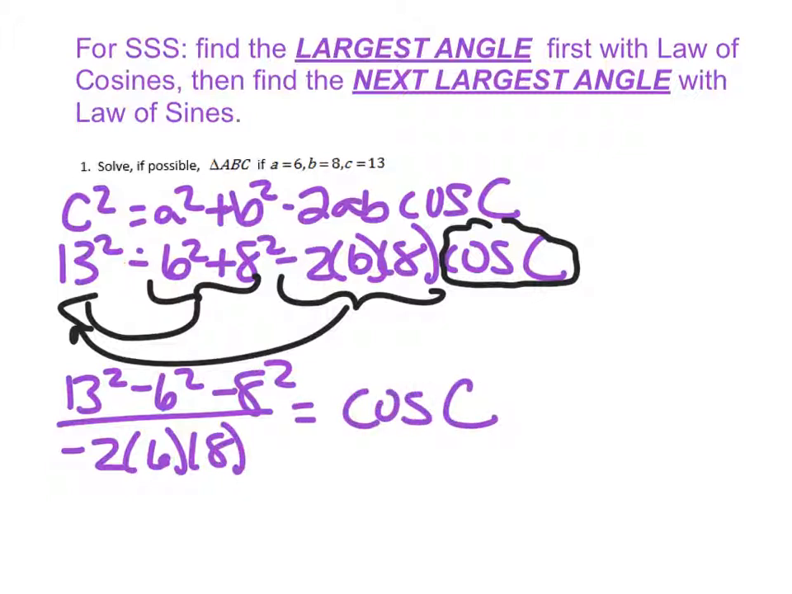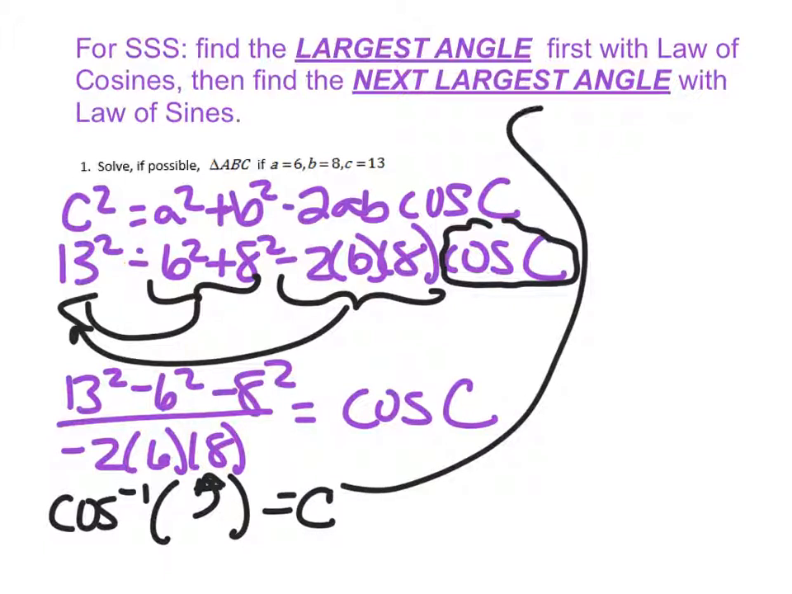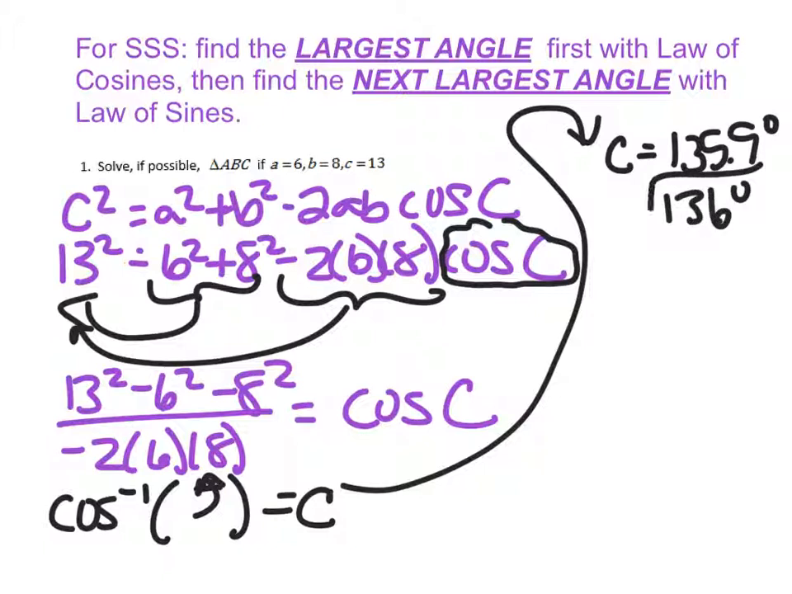And then, when you want to put it in the calculator, all you do is just do your inverse cosine of that entire fraction. And that gives you angle C. So in this case, angle C is going to give me 135.9 degrees. That's close enough. I'm just going to say 136 degrees. Then from here, I want to find everything else.